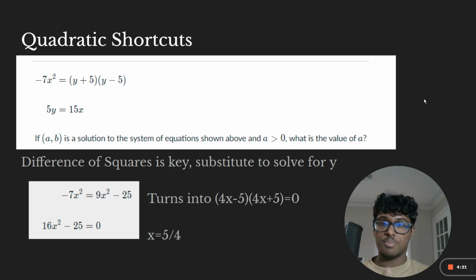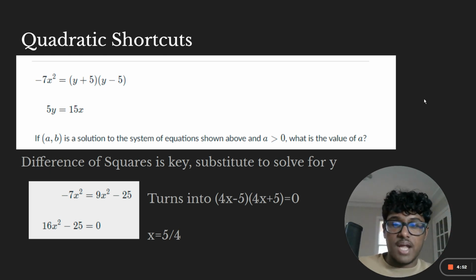Multiply the 2 parentheses out, and then we get a full equation: negative 7x squared equals 9x squared minus 25. That's what the full equation equals once you simplify 3x. And you can do that extremely quickly without multiplying it out if you just know the difference of squares: a squared minus b squared is a plus b times a minus b. That's the difference of squares formula. If you know that, you can instantly turn it into 9x squared minus 25, and with the minus 7, you add it on both sides. Then you get 16x squared minus 25.